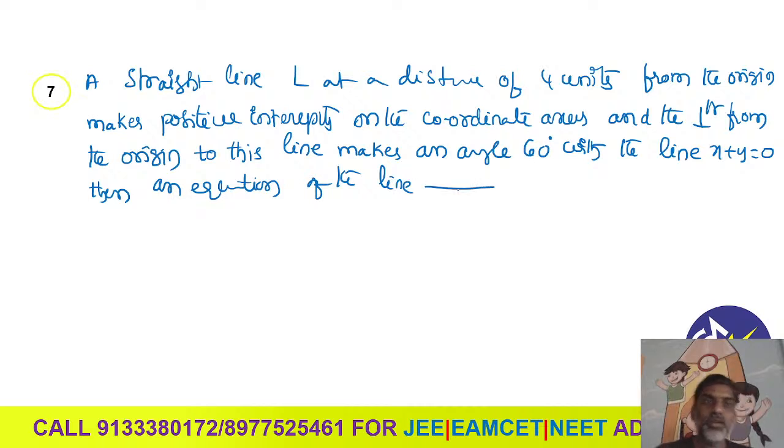Okay. So a straight line L at a distance of 4 units from the origin makes positive intercepts on the coordinate axis. So this is a straight line. There it is making a positive x intercept and a positive y intercept, and the distance is 4 units from here. The perpendicular distance is 4 units. And the perpendicular from the origin to this line makes an angle of 60 degrees with the line.